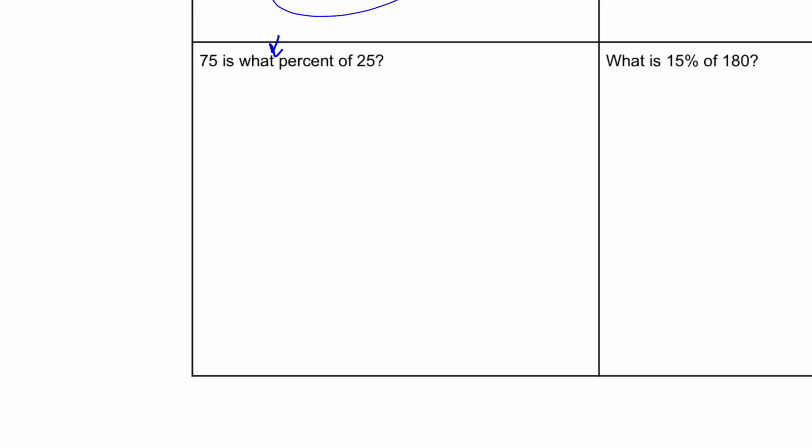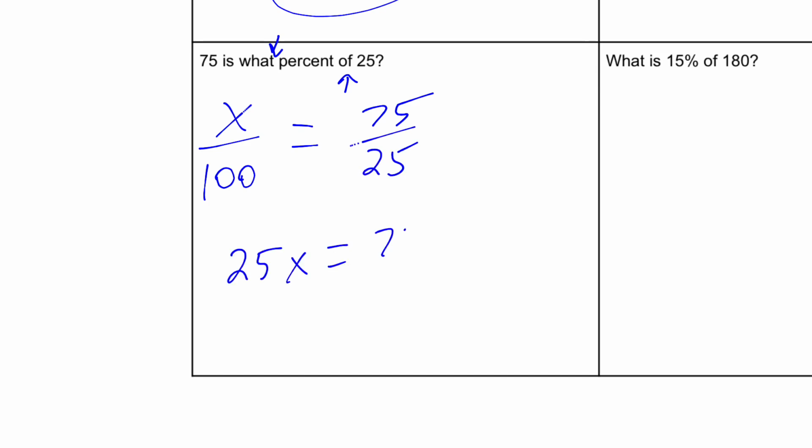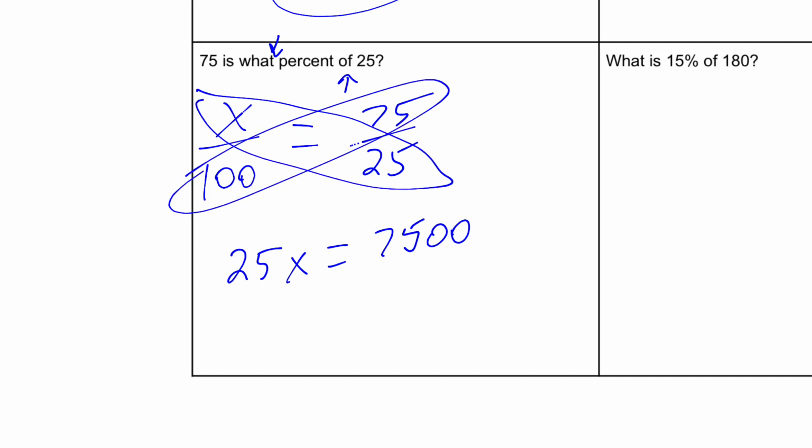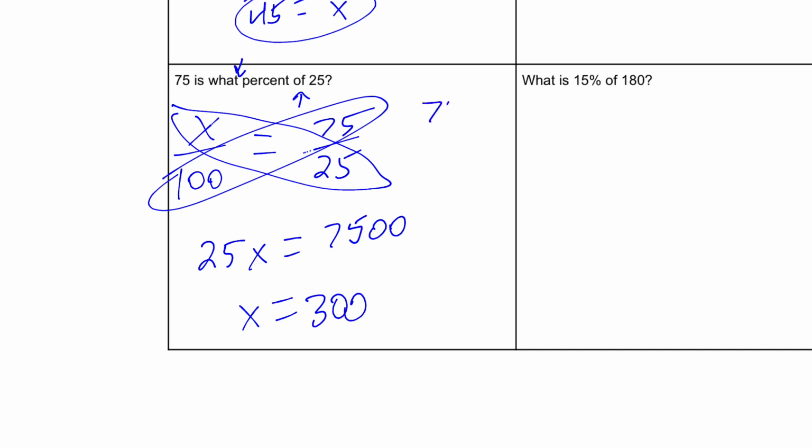This one is missing the percentage. That tells me that x goes over 100, and then the of tells me that 25 goes on the bottom. It doesn't really matter which side you put the 25x on. You could put it on either side, as long as you set them equal to each other. If you take 7,500 divided by 25, you get that x is equal to 300. If you wanted to test your answer, you could take 75 divided by 25, see what you get, and 300 divided by 100. You should get the same.